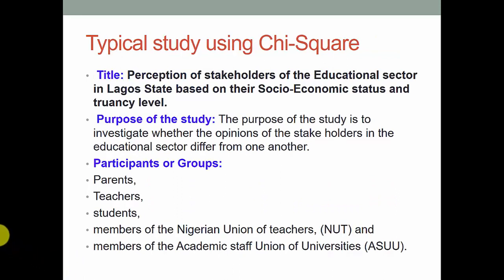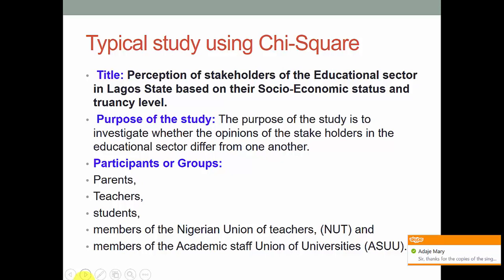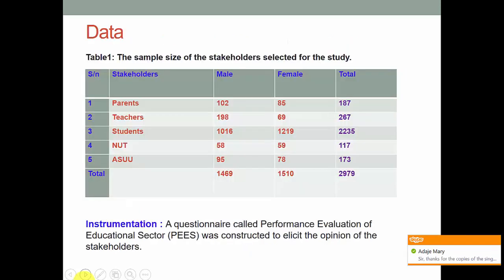I used a typical study using chi-square, and the title of my study is Perception of Stakeholders of the Educational Sector in Lagos State, based on their socioeconomic status and gender. Now, the purpose of the study is to investigate whether opinions of stakeholders in the educational sector differ from one another. The participants in my study were parents, teachers, students, members of the Nigerian Union of Teachers, and the academic staff in the universities. These are the stakeholders in the educational sector, and we tried to get their opinion on the government's performance on the educational sector for the past 1 year.